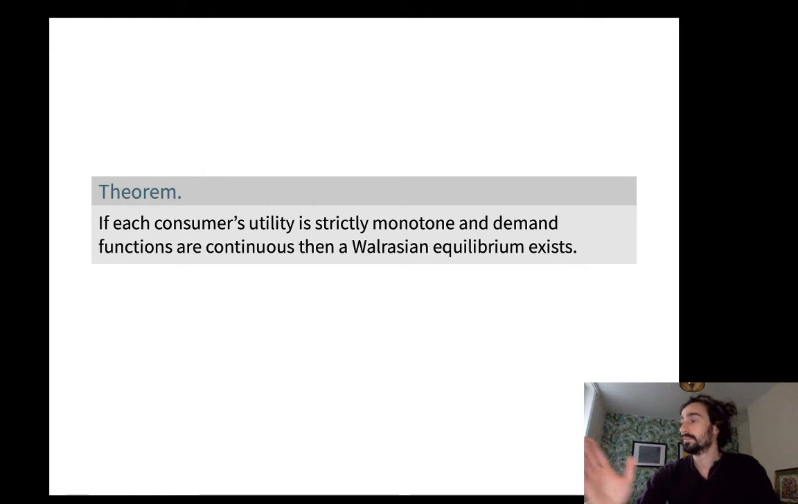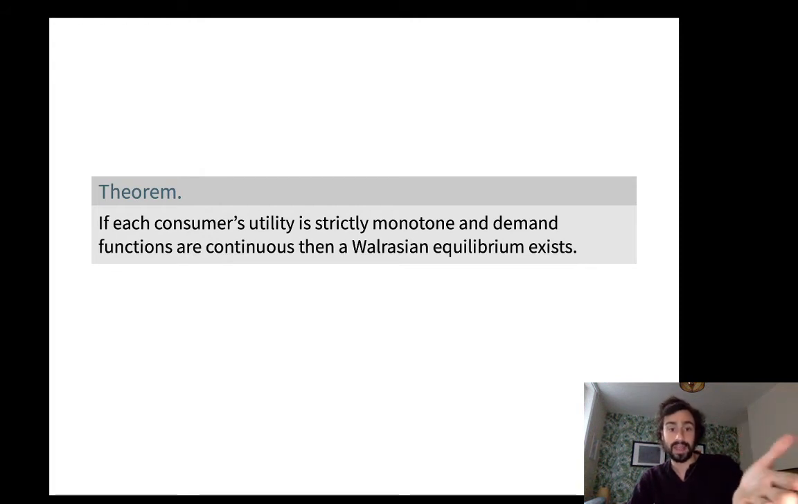So we showed that we had that equilibrium in that one example, and now I'm going to massively generalize that and say if consumers' utilities are monotone and the demand functions are continuous, then a Walrasian equilibrium exists. This is an extremely general and extremely powerful result. It's not talking about Edgeworth box economies. It's talking about general exchange economies. We don't even need concavity here. It's enough to be strictly monotone, to have non-satiated preferences and continuous functions.